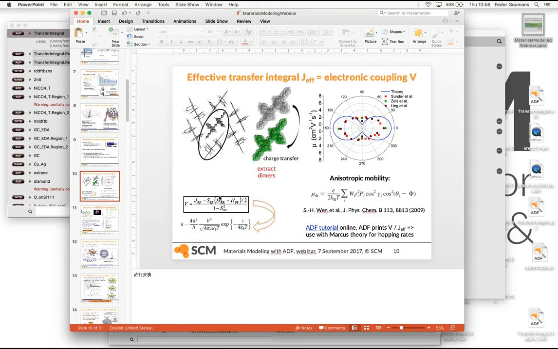So this equation here. But what you're really interested in is the electronic coupling V, which goes into the rate equation. All right, so let's continue.